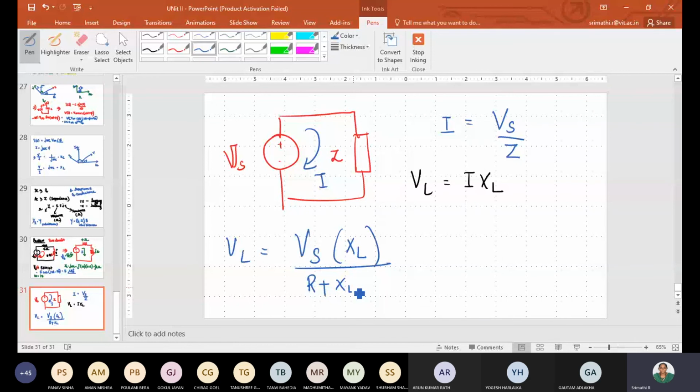This will be in the phasor domain. Finally, you express VL in the time domain. Will you do it? Please do it step by step. In the meantime, I'll take the attendance. Make it fast and tell me the answers.